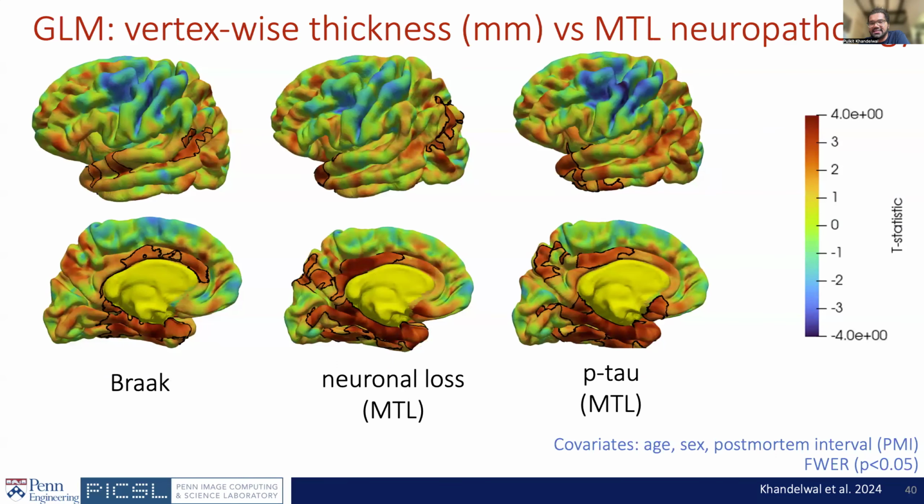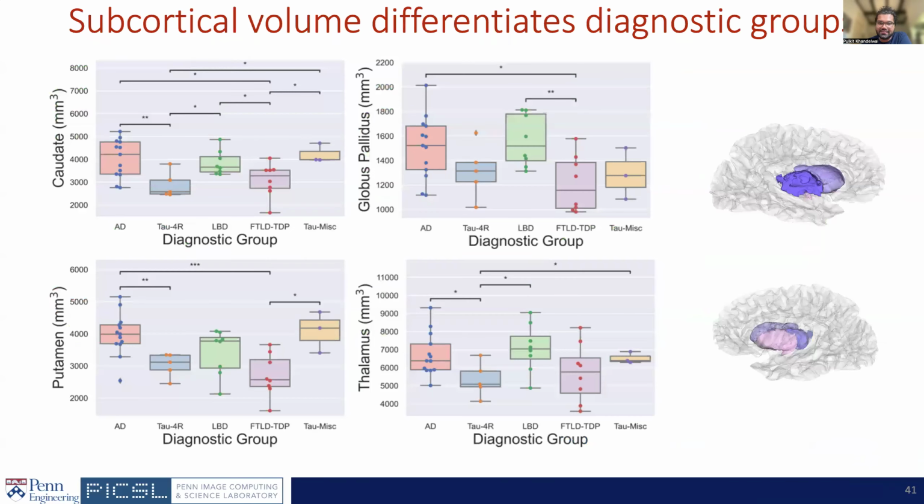Shown here are the t-statistic maps of the correlation between the cortical thickness and neuropathology, with age, sex, and postmortem interval as covariates across all the subjects in the AD continuum. The clusters outlined in black indicate regions where we observe significant correlation. We also see that the strongest correlations were observed in the medial temporal lobe, the region first associated with Alzheimer's.